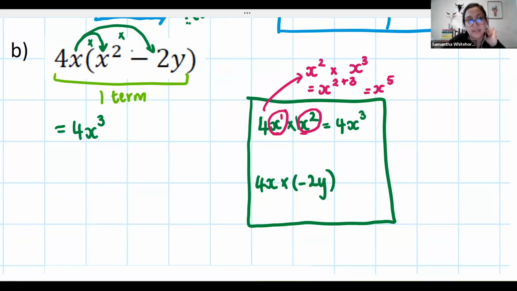Now I move on to my second product. 4x times negative 2y. A positive times a negative is a negative. 4 times 2 is 8. And then we've got two different variables here. We've got x and y. I can't really do anything with that, so it just becomes negative 8xy. So that is my second product that I need to write down, minus 8xy.